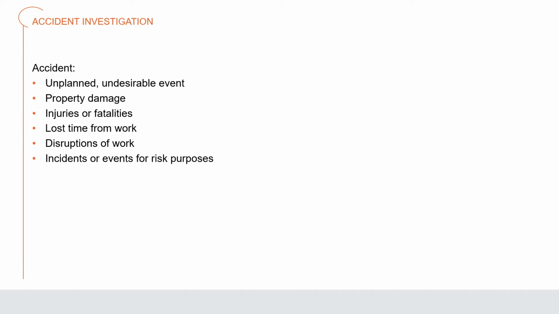Despite all attempts to provide a safe environment, accidents can happen. An accident is an unplanned, undesirable event that can cause property damage, injuries or fatalities, time lost from work, or disruptions of work. Accidents are often referred to as incidents or events for risk purposes.